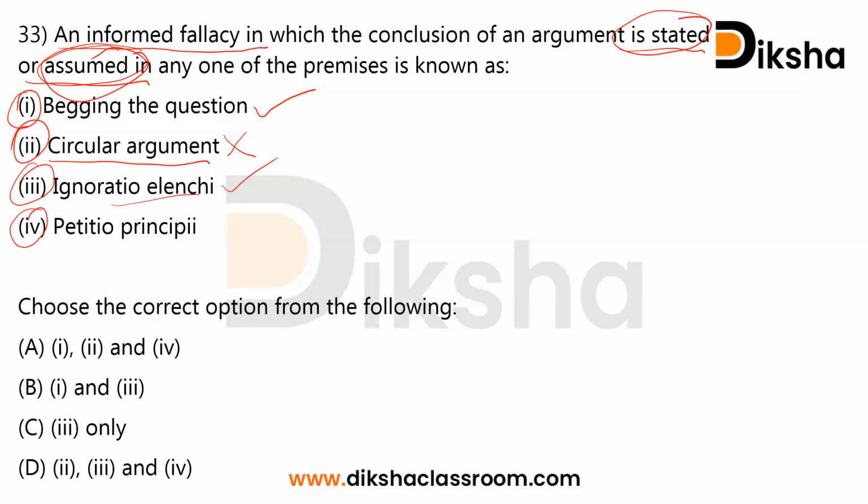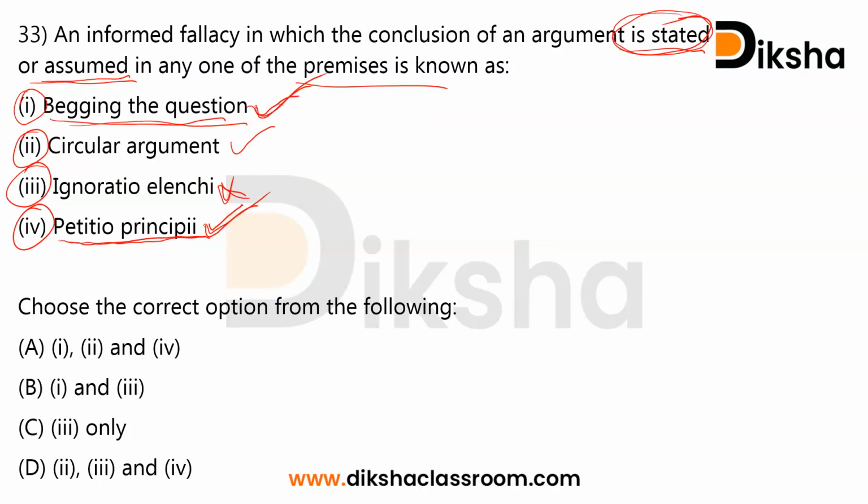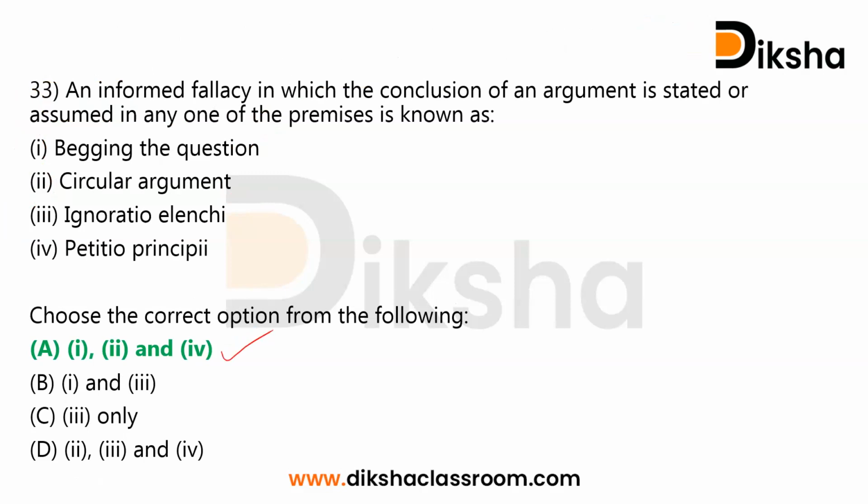Next we have the last option, petitio principii. The phrase in the first option, begging the question, originated in the 16th century as a mistranslation of the Latin phrase petitio principii. So begging the question was introduced as a mistranslation of petitio principii, which translates to assuming the initial points. So here the fallacy is assumed. So we can say petitio principii, ignoratio elenchi, and begging the question all come under the correct answer. So we have 1, 2 and 4 as the correct answer. So option A is the correct one.